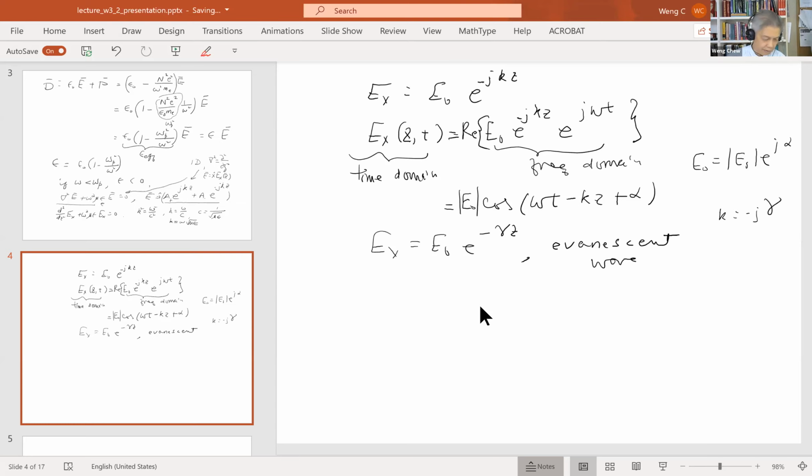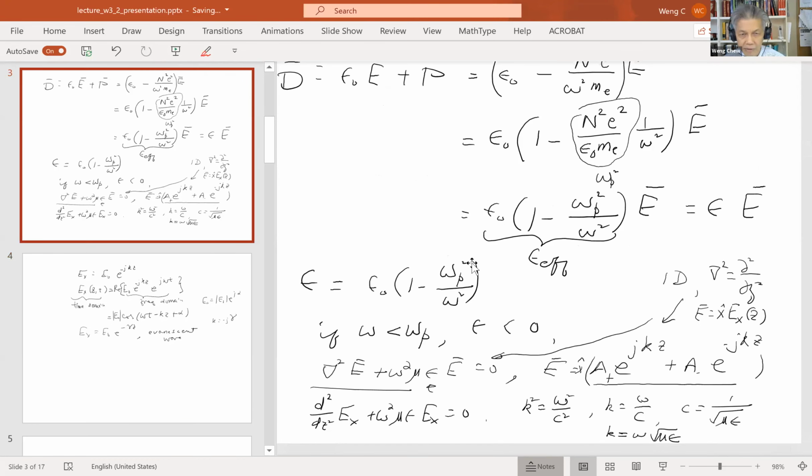And this in fact happens in the plasma. If you were to look at the ionosphere, which is above our head out in the sky, and the radio wave that you're operating, your ham radio wave, has too low a frequency, it will see an ionosphere that has a negative permittivity. That radio wave cannot penetrate into the ionosphere. It will bounce back, and that's what Marconi had.